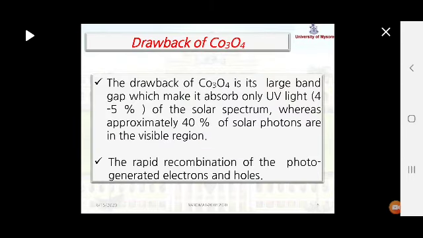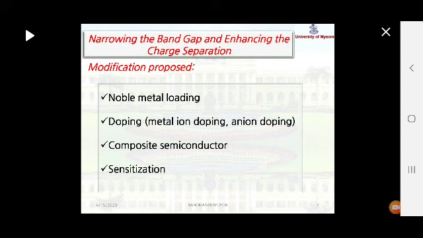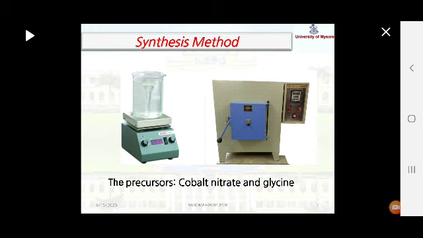Here we can see the drawbacks of the pristine catalyst: the rapid recombination of the electrons and holes, and in addition the large band gap, which makes it absorb only light of high wavelength number. To overcome these problems, several modifications have been proposed, like noble metal loading, metal ion doping, anion doping, composite semiconductor, and sensitization. The synthesis method we have followed is the solution combustion method using cobalt nitrate and glycine as precursors.